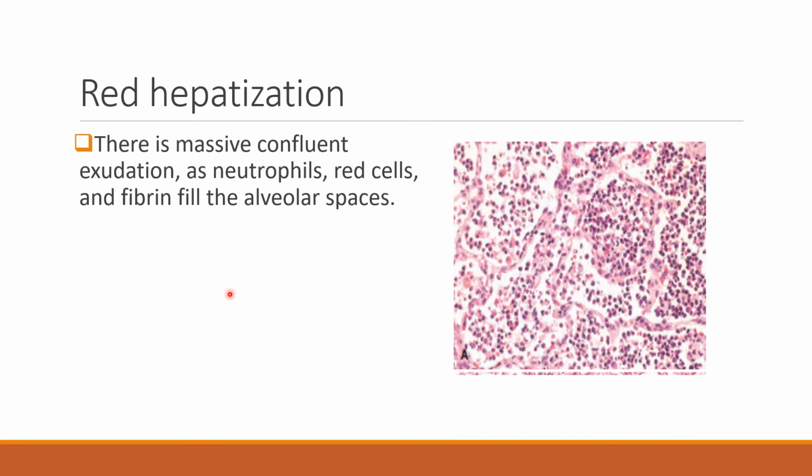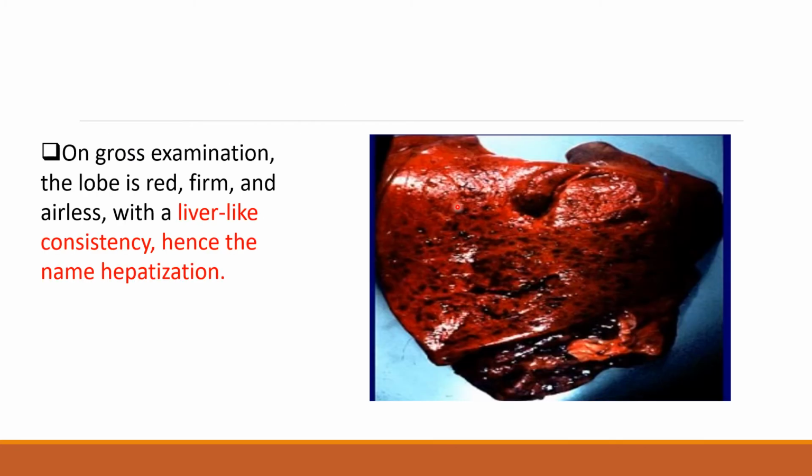Then second is red hepatization, and microscopically you see there is a massive confluent exudation of neutrophils, red cells, and fibrin that fill the alveolar spaces. So here red cells are increased. On gross examination, this lobe is red in color, firm in consistency, and airless. So it has a liver-like consistency, and hence the name hepatization. And because of the abundance of red cells, it is known as the red hepatization.